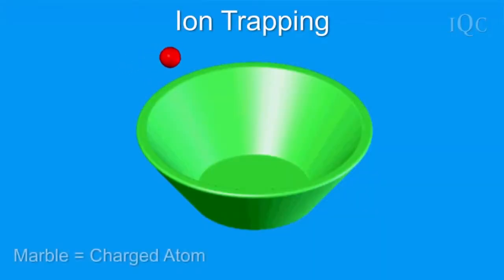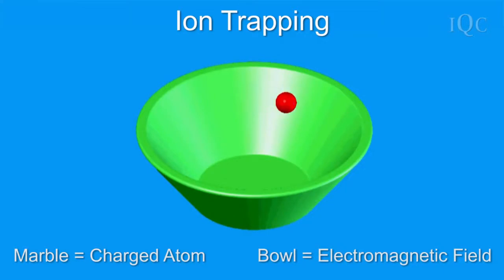We call them traps. The simplest analogy is a marble in a bowl. The marbles are the atoms, they're charged atoms, and the bowls are configurations of, in our case, electric fields that allow us to grab onto this charge. The reason that's interesting is just that we can hold them for long periods of time, and we can do this without significantly perturbing their energy structure.